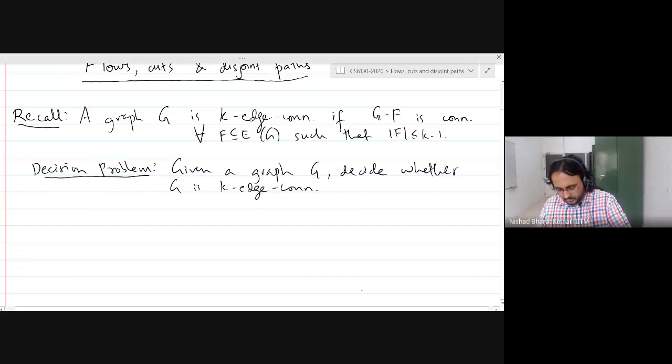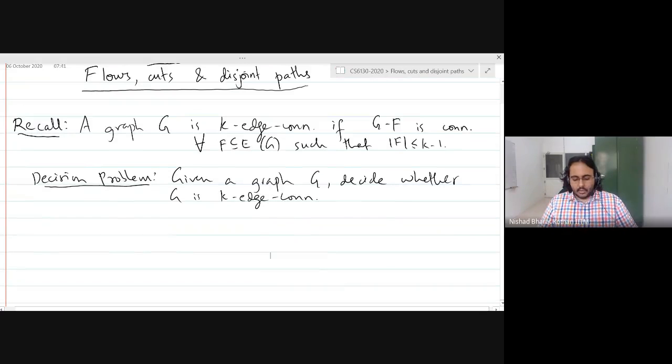Okay. So let us go back to the edge connectivity problem. We say that a graph is k edge connected if whenever you remove fewer than k edges, so k minus 1 or fewer, the graph is still connected. For example, a graph is 5 edge connected if whenever you remove 4 or fewer edges, the graph is still going to be connected. In other words, to disconnect the graph, you need to remove at least 5 edges.